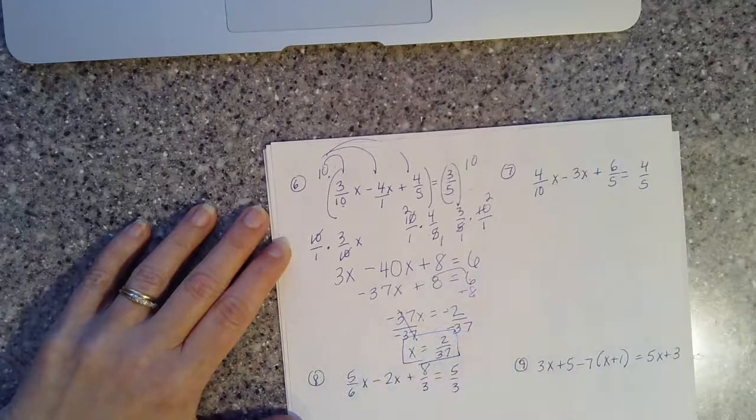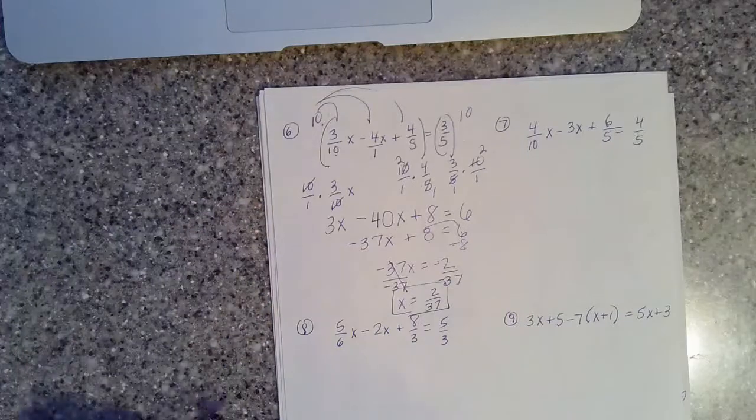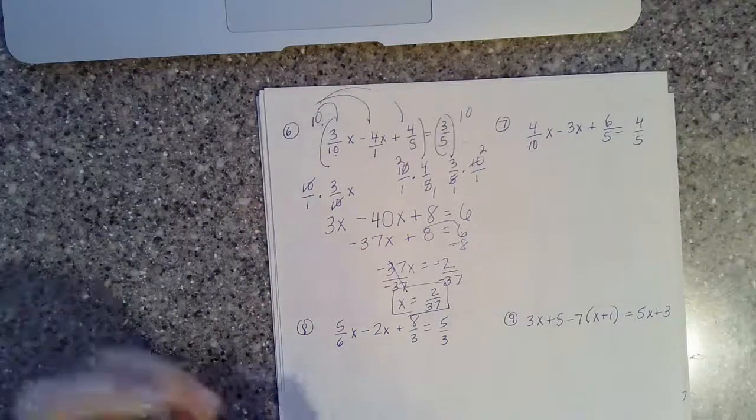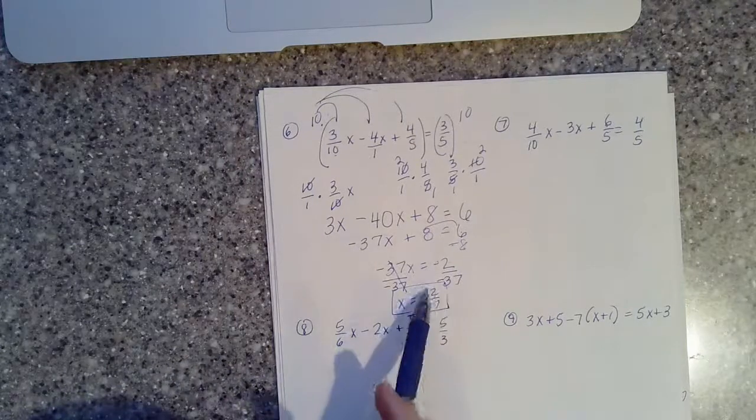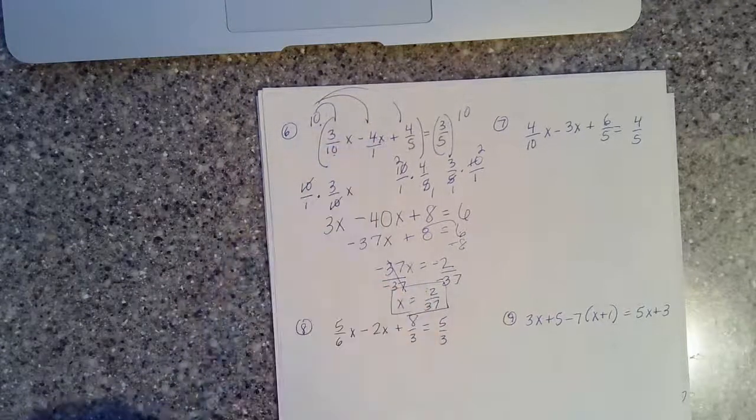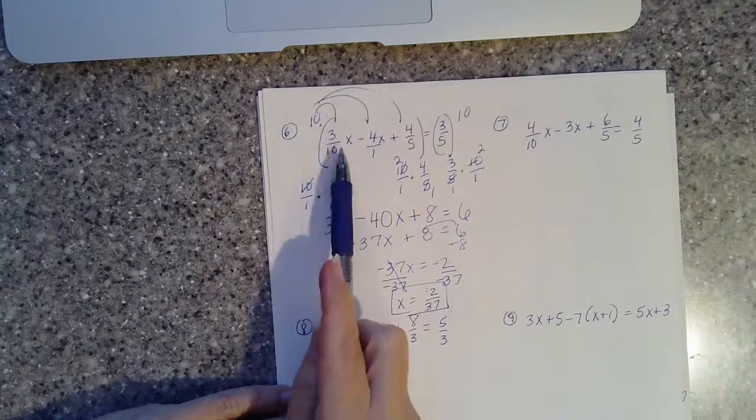no common multiples or no common factors, I want to say there. So 2/37 for our answer. That one's going to be a little harder to check. I normally like for you to put that back in for x, and you could check it on your calculator fairly quick. 3/10 times the fraction 2/37, and make sure it works out.